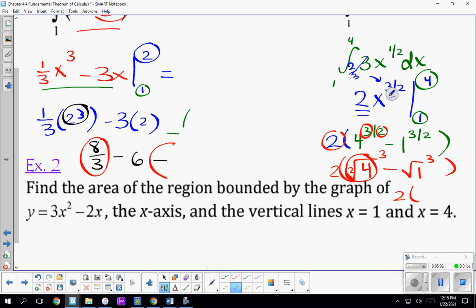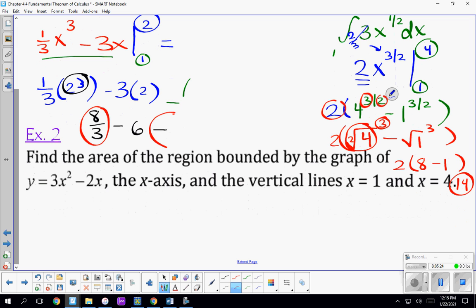And then to evaluate, the square root of 4 is 2. 2 to the third is 8. And 1 to any power is 1. So this becomes 2 times 7, which is 14. Okay? I think the last example we're going to go over today is an example in words.